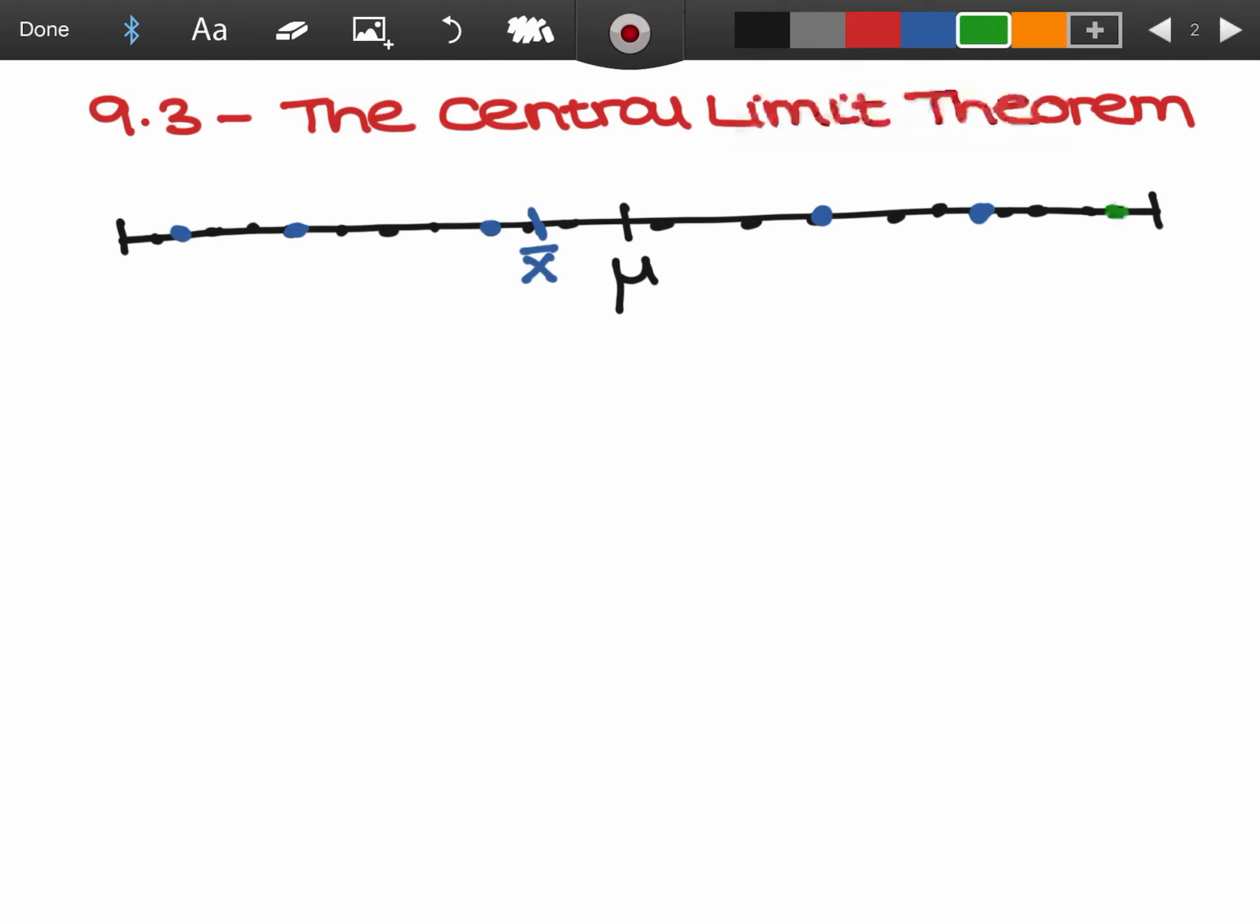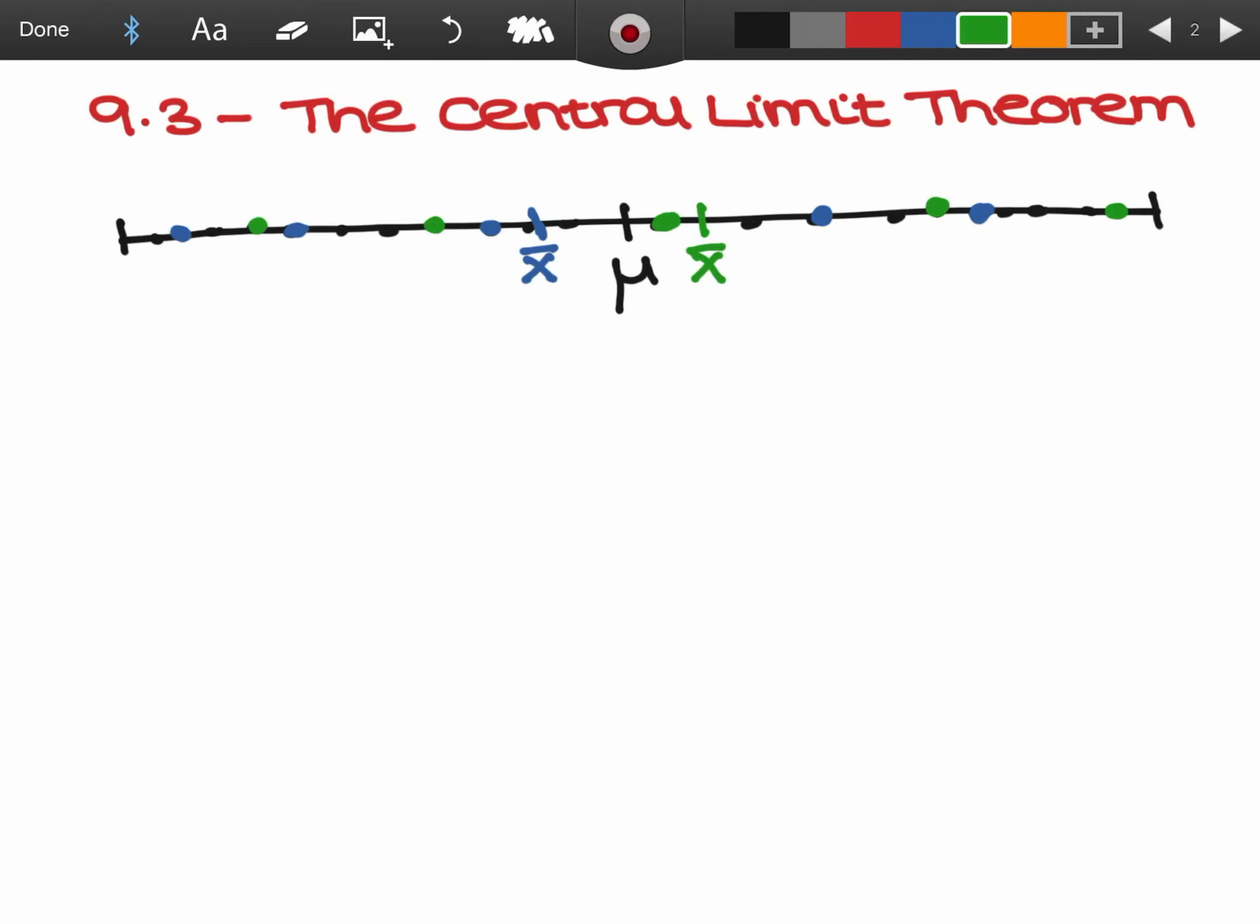Now I'm going to take another representative sample. So let's take some of these data points here, here, and okay, we'll take another 5 of them, okay? And I'm going to take the mean of those data points. Let's say that lands here. So we've got another sample mean. So you can take as many samples as you want, and each one of these samples is going to have its own mean. So you just take the mean of, in this case, these 5 data points each time, and you see where the sample mean lies.